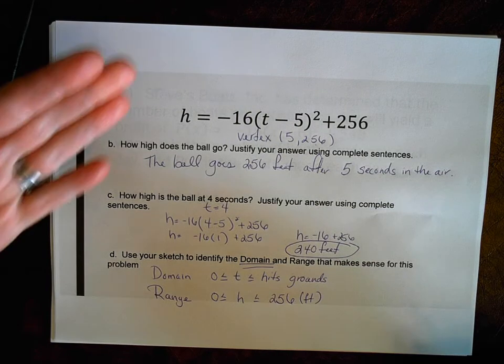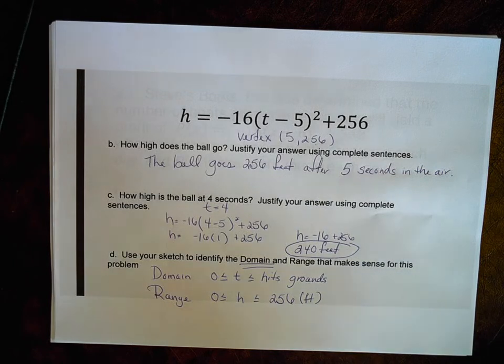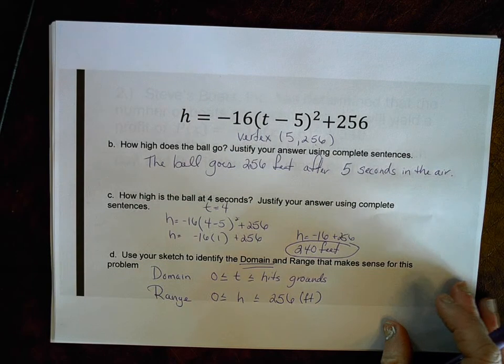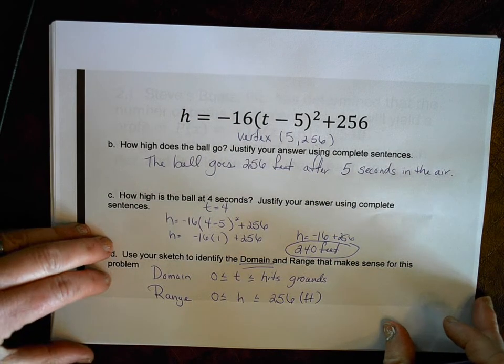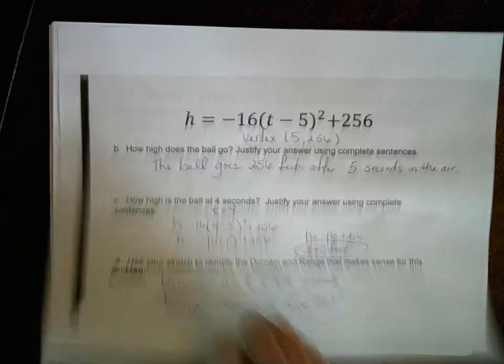So, the graph's going to look like an upside down parabola. Negative makes it upside down. It is going to be narrower than usual, but it's hard to tell because the graph would be pretty big. The vertex gives you all the information about the time and the height, and then you can plug in other numbers to help you. Okay, next question.